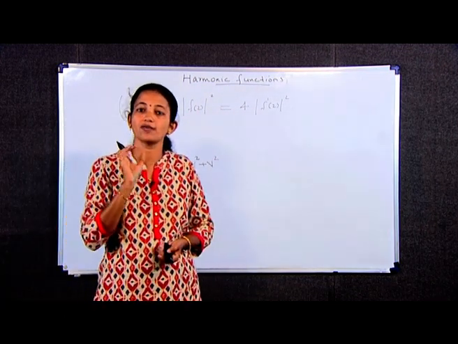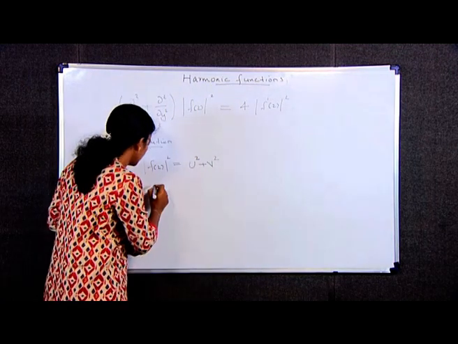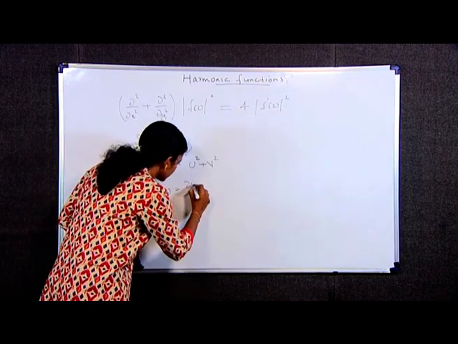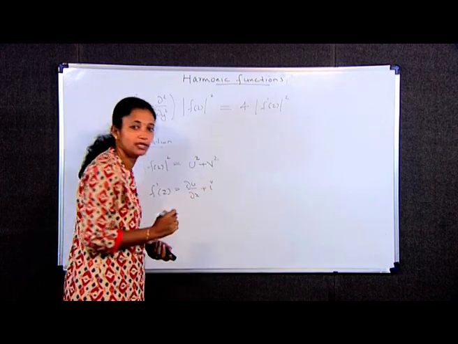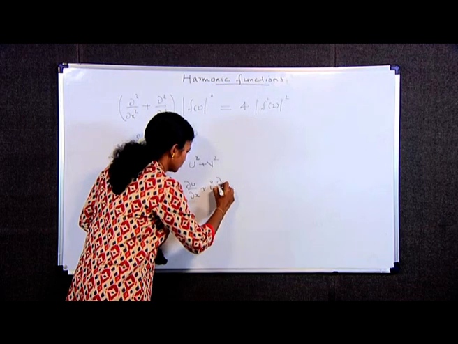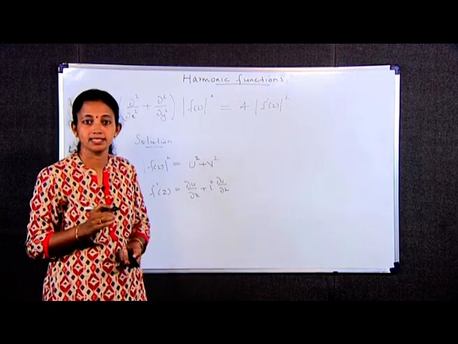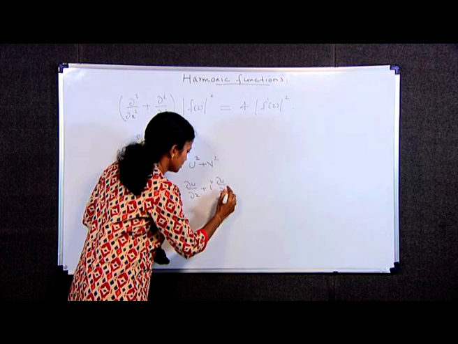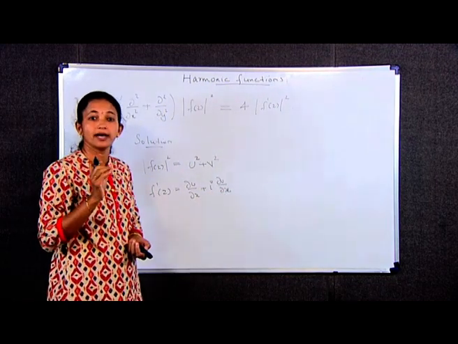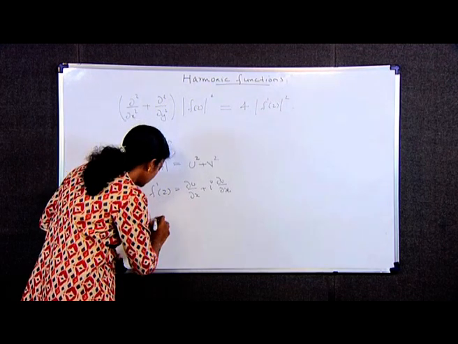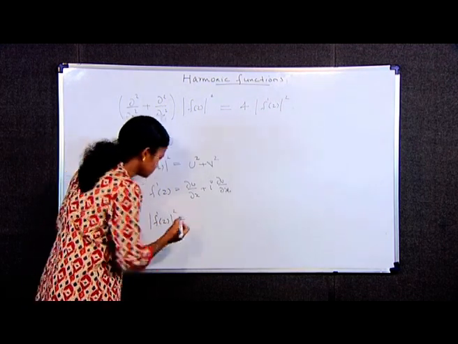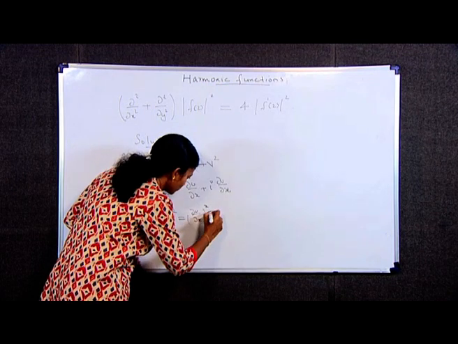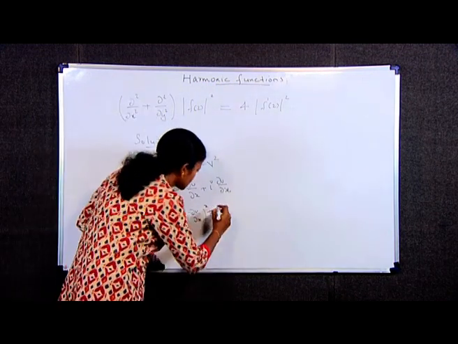Also, using the formula for finding the derivative, we have f'(z) = ∂u/∂x + i ∂v/∂x. And hence |f'(z)|² = (∂u/∂x)² + (∂v/∂x)².